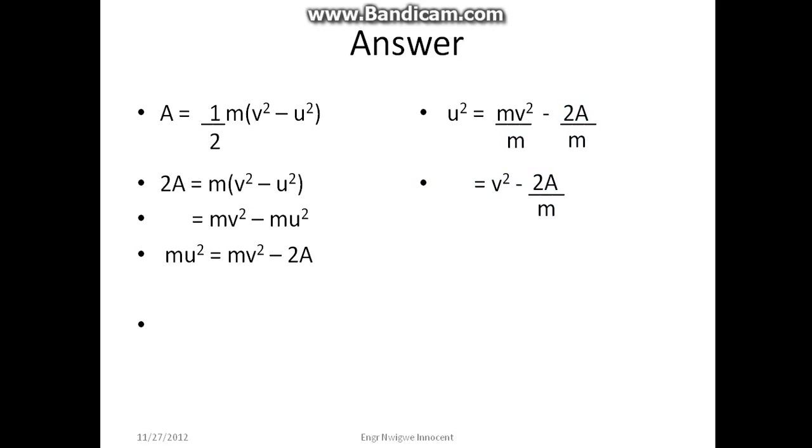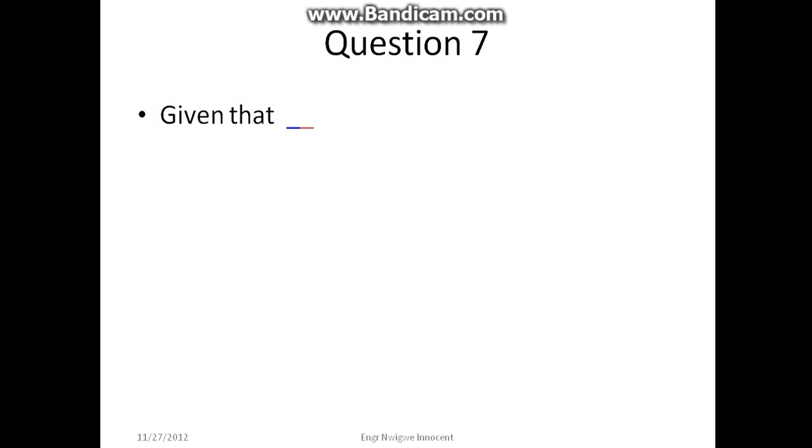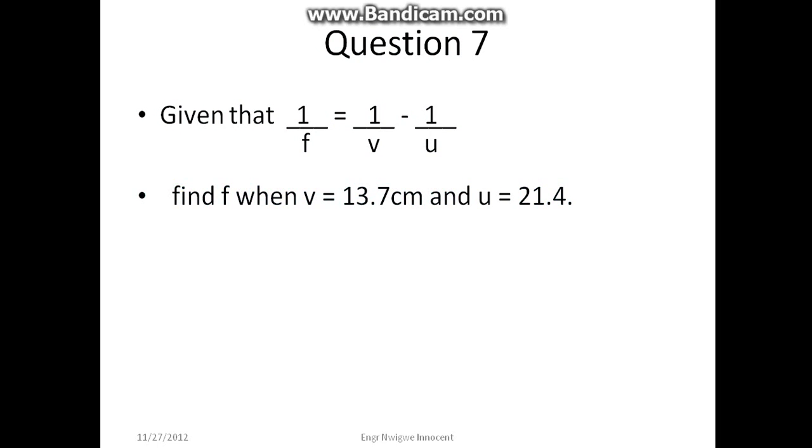If we remove the square and let it cross the equals sign, we now have u equals plus or minus the square root of in bracket v squared minus 2a all over m. Question 7. Given that 1 over f is equal to 1 over v minus 1 over u, find f when v is equal to 13.7 cm and u equals 21.4.